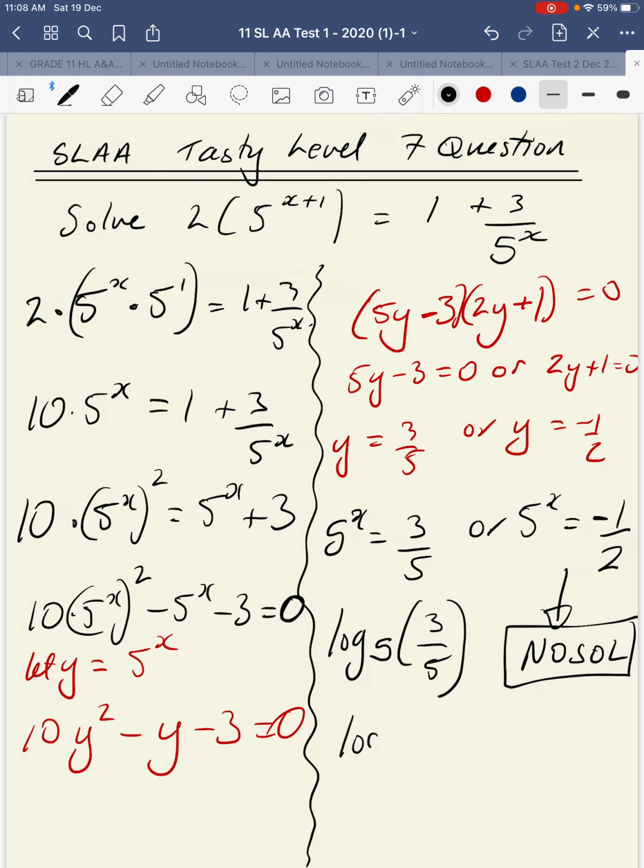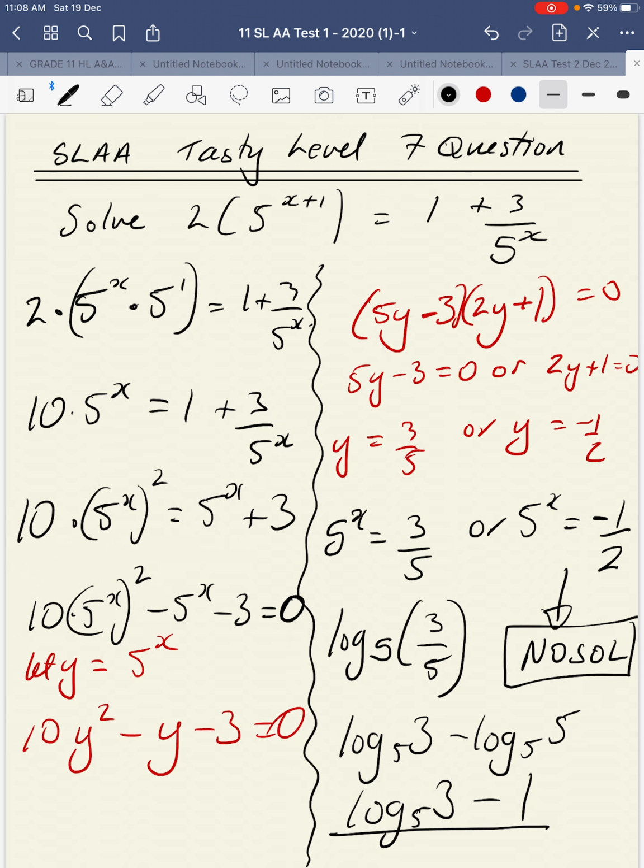We could play with this, I suppose, a little bit. Log to the base 5 of 3 minus log to the base 5 of 5. So that is log to the base 5 of 3 minus 1. You can write it either way, absolutely fine. Both ways work.